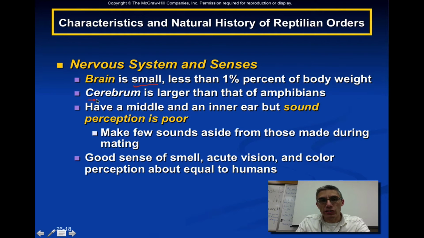And what that indicates to us is that they actually do have the capacity to learn some very simple tasks. They do have a middle and an inner ear, but sound perception is super poor when it comes down to this group. They can occasionally make sounds, especially when they're eating or maybe when the males are getting ready to breed or mate with the females. Now, they do have a pretty good sense of smell, they have a pretty acute sense of vision, and their color perception is about equal to humans.